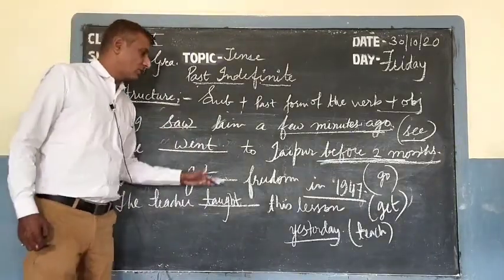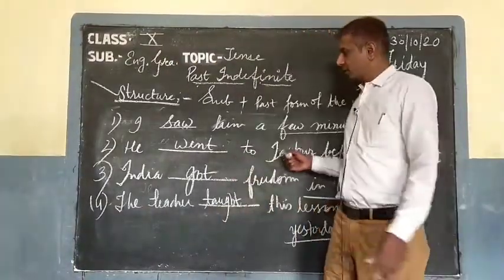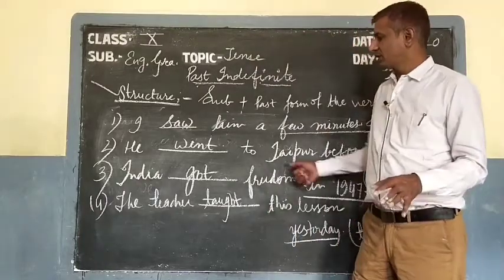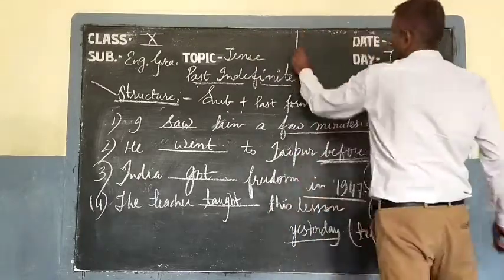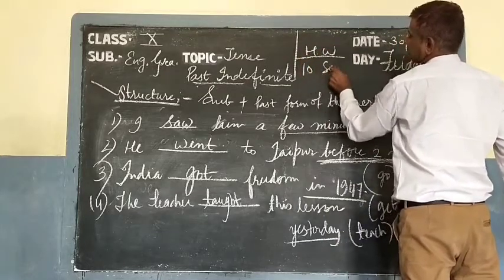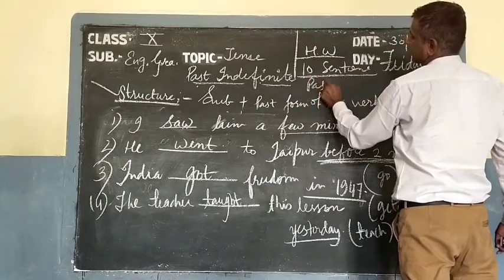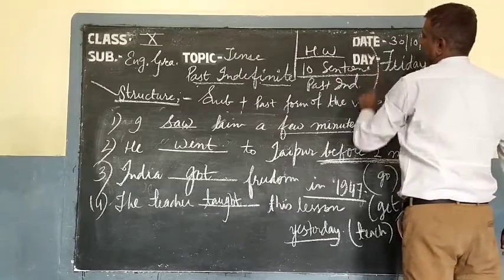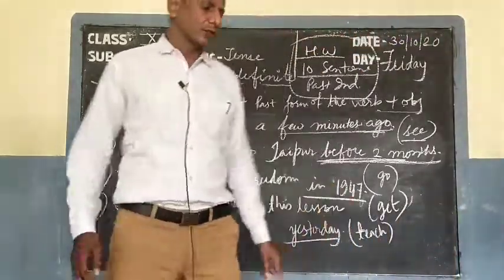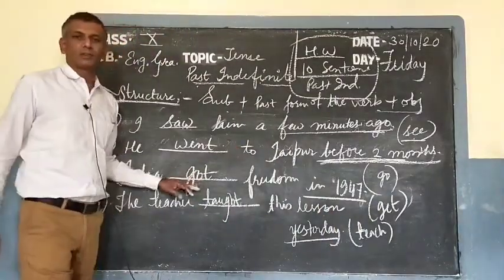Now you will note down all these examples also. Whatever work I have explained here, you will do in your fair notebook with these examples, and your homework is to write 10 sentences of past indefinite with timings. You can see from the book. In your book you will find the exercise of past indefinite.